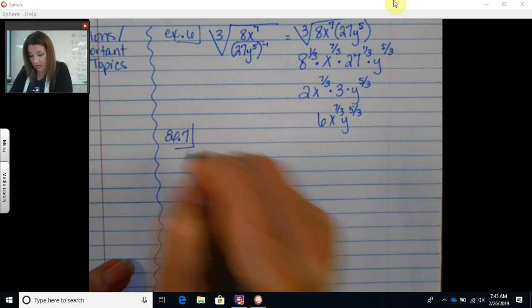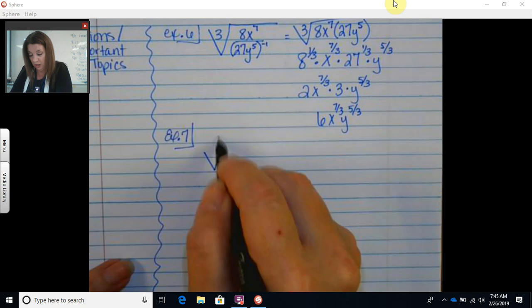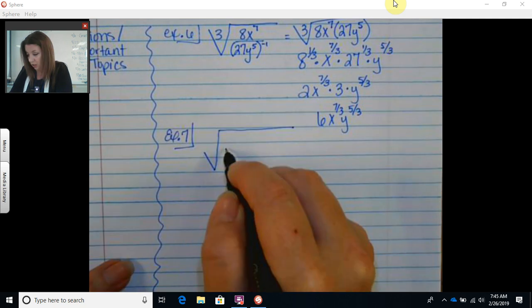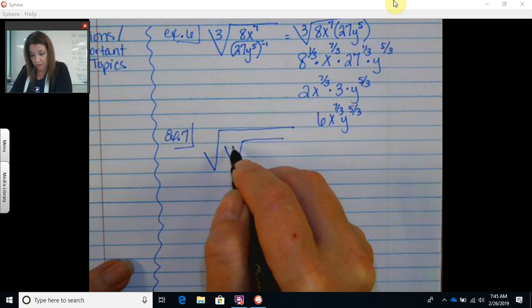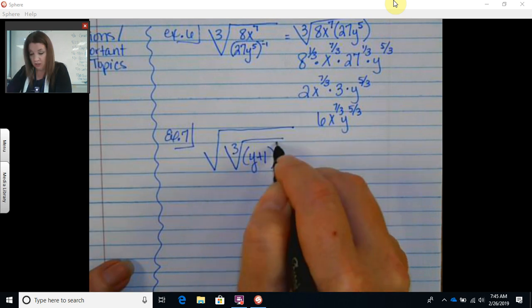We have, okay, this one's kind of crazy. We're going to take the square root of a square root. We're taking the square root of the cubed root of y plus 1 quantity raised to the 4th power.